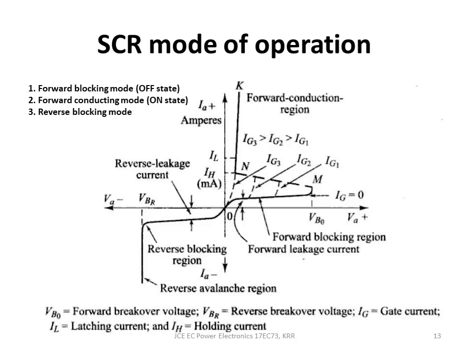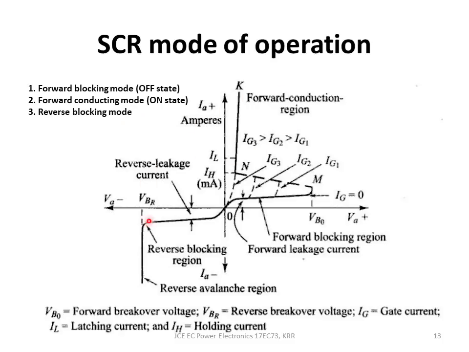So if you look at the SCR modes of operations, we have got these three modes of operation in the SCR. Which are they? The first is the forward blocking mode or off state. Second is the forward conducting mode, which is the on state. And the third is the reverse blocking mode, which is again the off state.